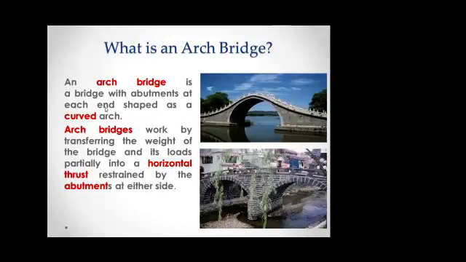An arch bridge is a bridge with the abutments at each end shaped as a curved arch. An arch bridge works by transferring the weight of the bridge and the loads partially into the horizontal thrust, resisted by the abutments at either side. So it will just transfer as a compressive force and transfer the load to the abutments on either side of the bridge. So this is the concept of the arch bridge.